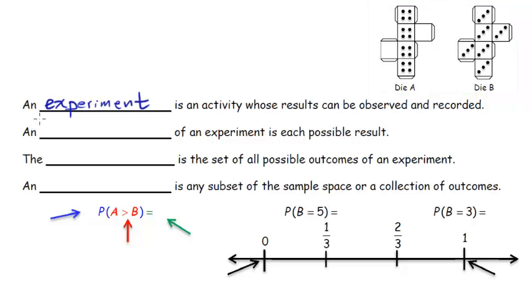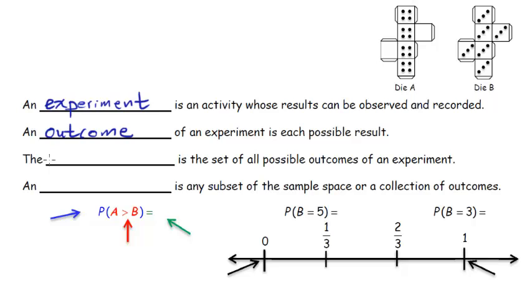So an outcome of an experiment is each possible result. So one outcome might be that die A rolled a 4. Another outcome might be that die B rolled a 3. Another outcome might be that die A rolled a 0.